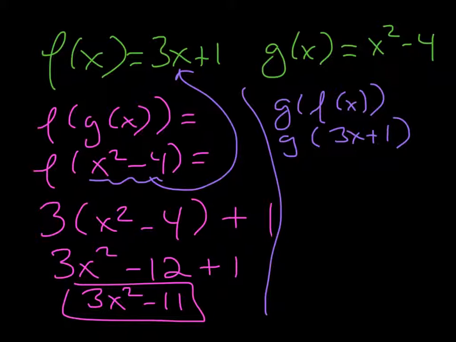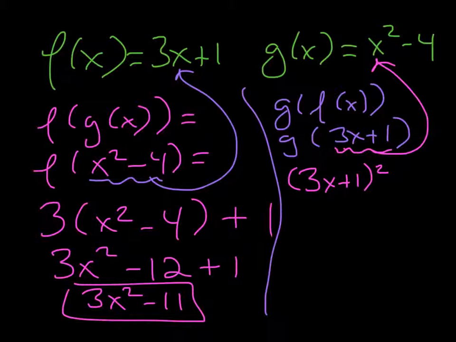And now I'm going to take this, and I'm going to plug it in here for this x right here, right? I'm going to plug it into the g function wherever I see an x. So this is going to become, in parentheses, 3x plus 1 squared minus 4.